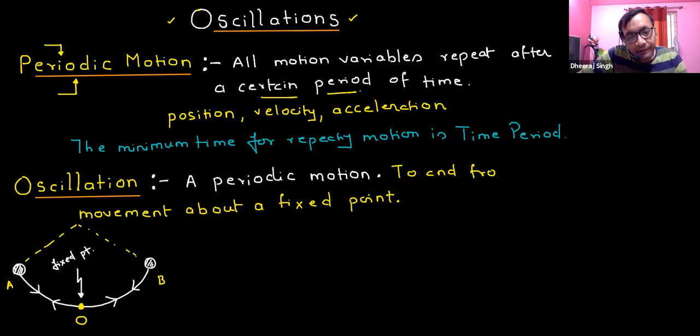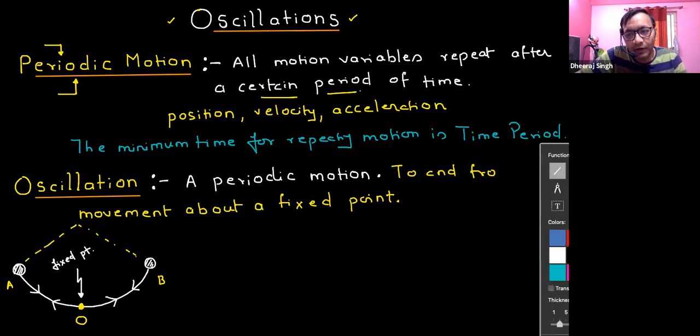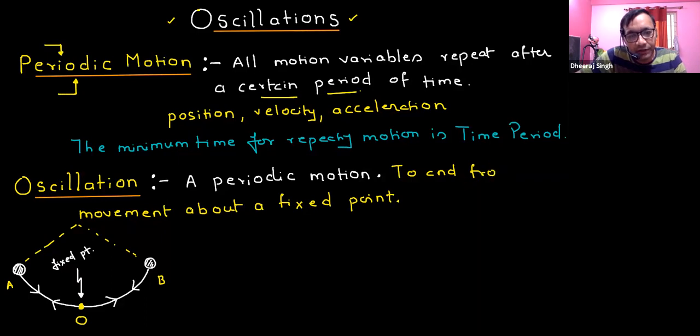Now, fixed point is a very important thing when you talk about oscillations. And remember, when we talk about the revolution of Earth around the sun, there is no fixed point. So it is a periodic motion only, but it is not an oscillation. This fixed point is the characteristic of all oscillation. So it's very important, so there is a name to it. This fixed point is called the mean position.